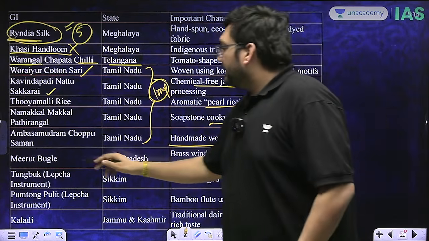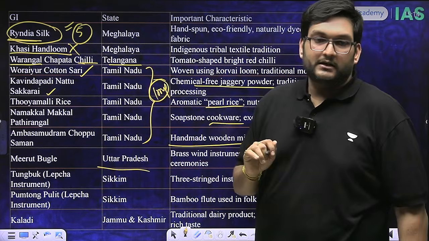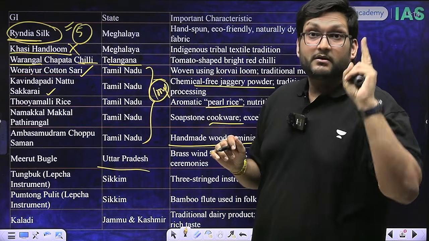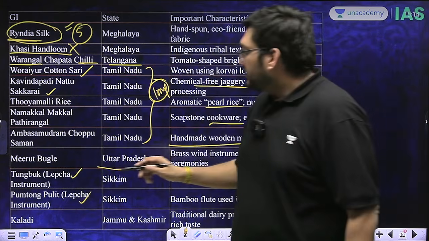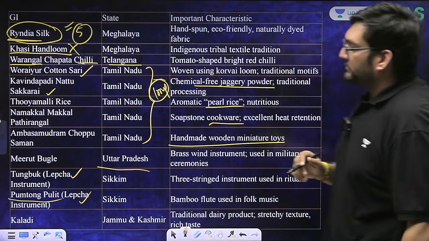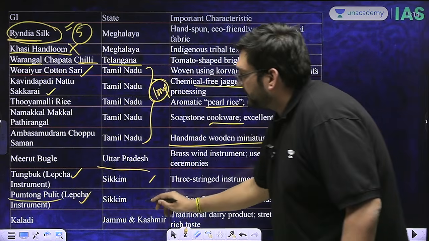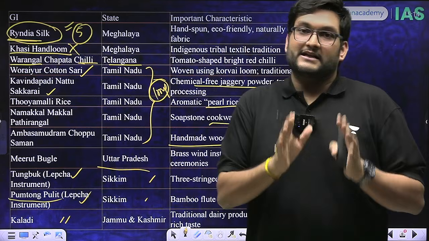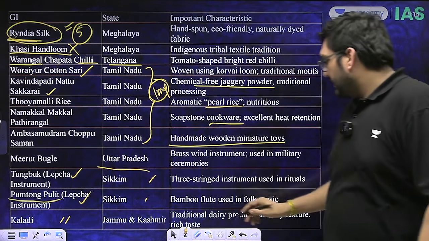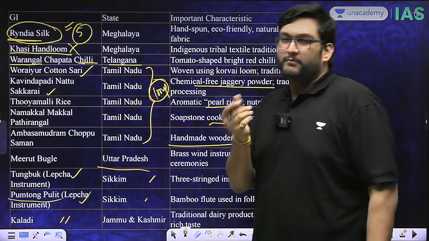Then Meerut Bhugol, very easy because Uttar Pradesh, Meerut. Then two from Sikkim, recent additions, Lepcha tribe, basically the Tungbuk and the Pungton Pulkit. Sikkim, important. Last major addition, which I've recently covered in a session also, is Kaladi, coming from Jammu and Kashmir UT, which is basically a savory milk item.